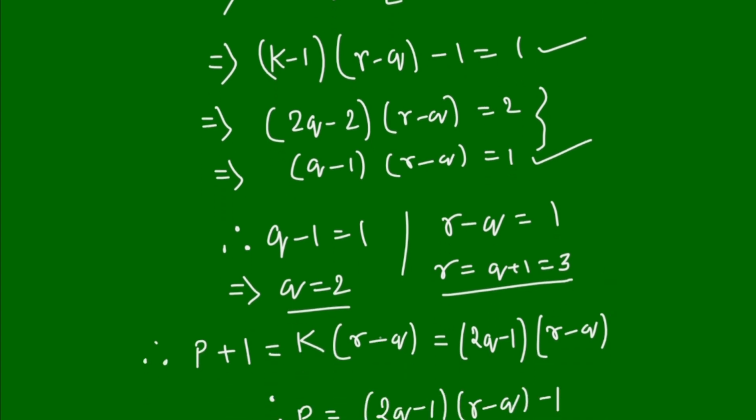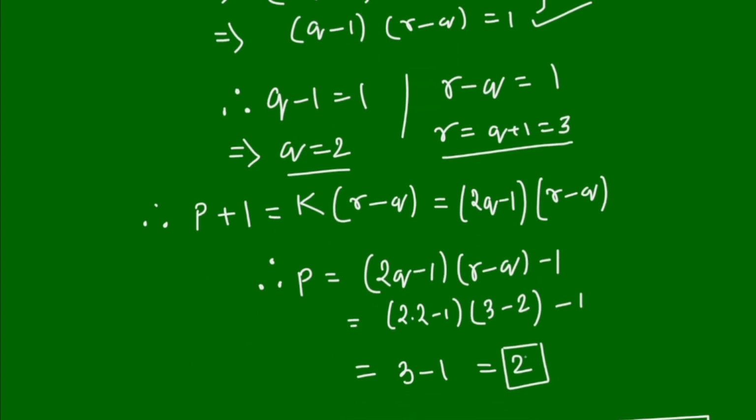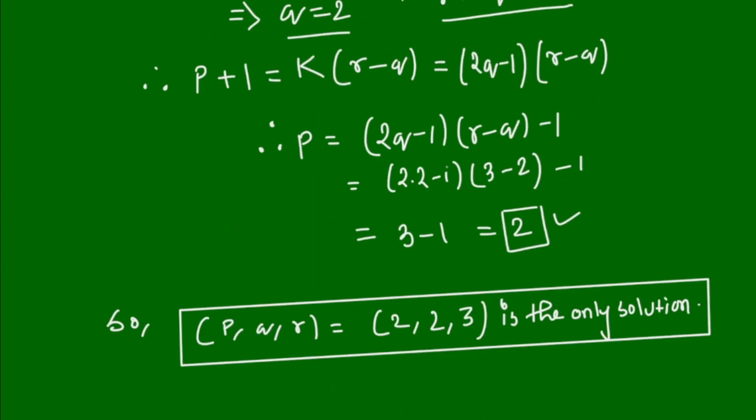So p plus 1 is equals to k whole into r minus q, and put the value of k, because it is 2q minus 1 according to our case, and put all the values and you get p equals to 2. And therefore we can conclude that okay, we have at least one solution. Since 2, 2, 3 are all primes, we have only one solution to the equation p whole into p plus 1 plus q whole into q plus 1 equals to r whole into r plus 1, and the solution is this, where p, q, r is 2, 2, 3.